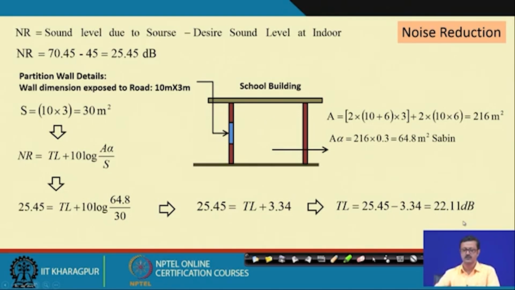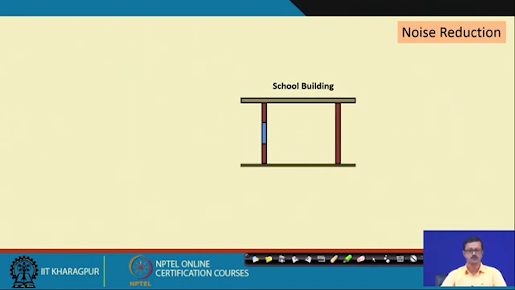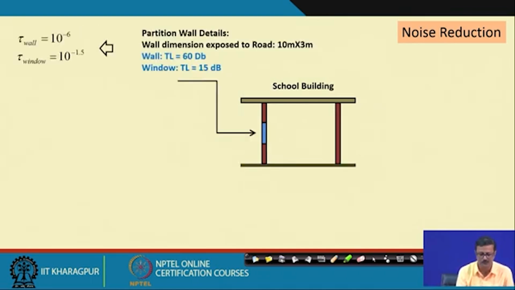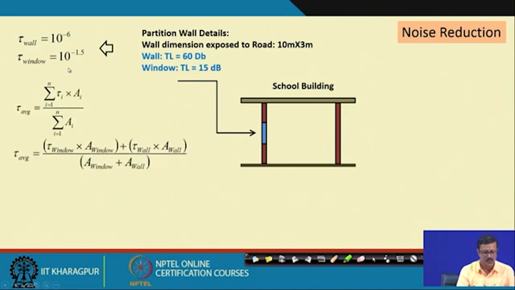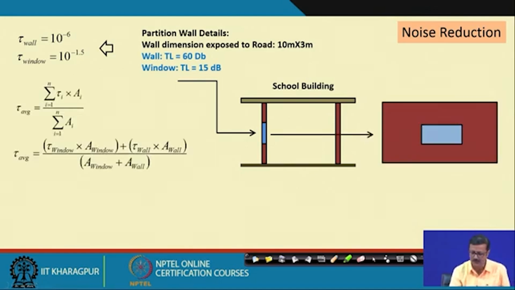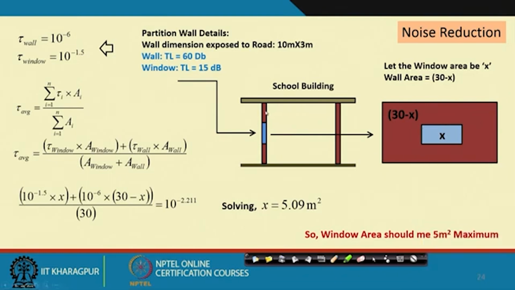So, now my job, the designer's job, is to create a partition wall by virtue of the wall and windows that must give me a 22.11 decibel transmission loss. So, I am now in the last part of this problem, where I know the TL of wall is 60. So, that means tau of wall is 10 to the power minus 6, the window TL is 15. So, the tau of window is 10 to the power minus 1.5, and let us assume that the wall which is the partition between the outdoor and the indoor has 30 meter square of area. Let us assume that the window area is x. So, the wall area is 30 minus x.